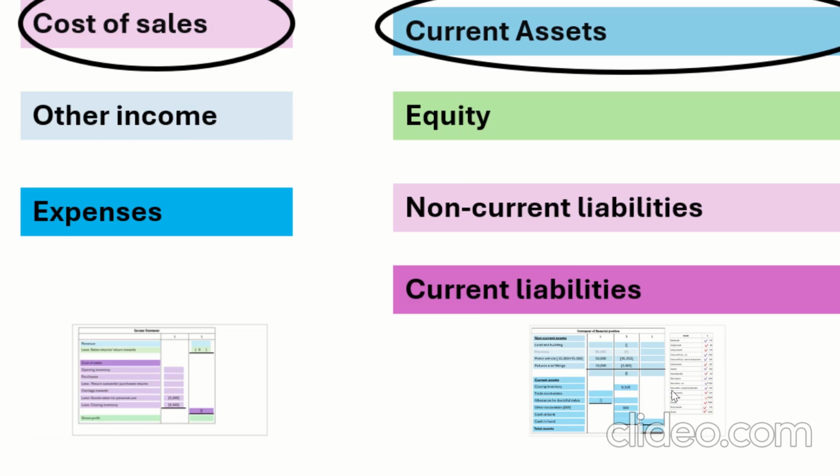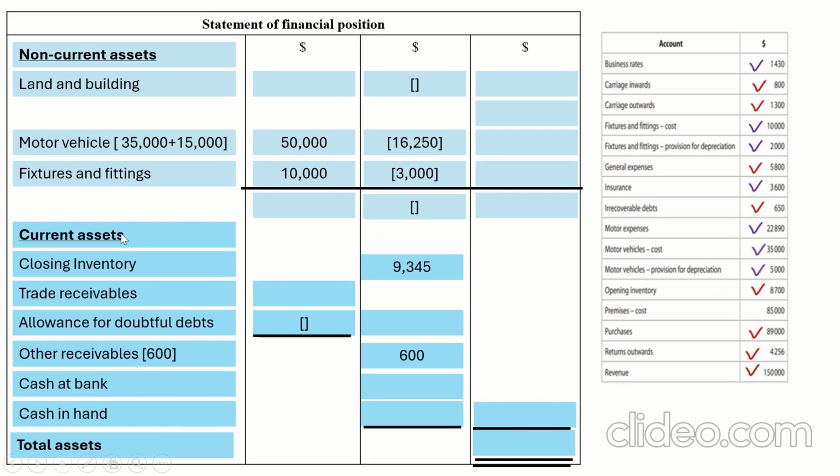Now let's show the impact in statement of financial position. This goes under the category of current assets, and the first element is closing inventory. You write this in the second amount column.